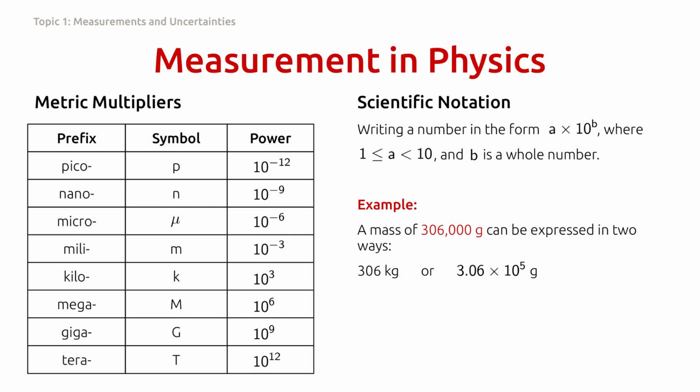Example: a mass of 306,000 grams can be expressed in two ways. First, using metric multipliers, 306 kilograms. This way, the value is more readable. We add the prefix k, which means kilo, to replace 1,000, or 10 to the power of 3. In scientific notation, this value is written as 3.06 times 10 to the power of 5 grams. Note that the unit is still grams, but we changed the number portion of the value so that there is only one digit to the left of the decimal point.